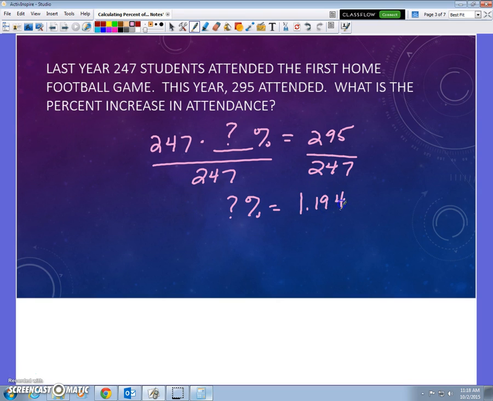1.194. Or we could even just round to the nearest hundredth, 1.19. But we have to be careful here because we're comparing the original to the new one. So yes, it is 100. So we could say it's 119% of the original, but it didn't increase 119%. It only increased 19% from the original 100%. So even though it says 119%, we started with a full 100% and it only went up by 19%. Okay? So let's take a look at the next one.